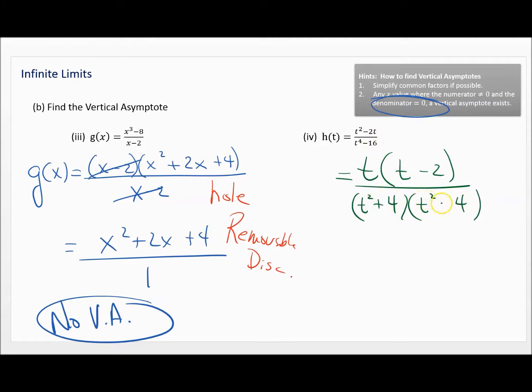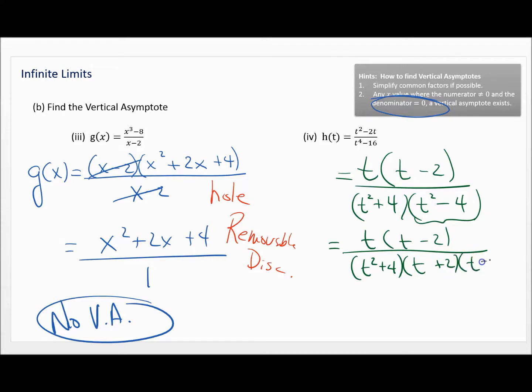Remember, for a difference of squares, one factor is adding, one factor is subtracting. I still don't see anything that factors, but I'm also not finished simplifying. That will factor again. This one won't. A sum of squares does not factor, but a difference of squares does. So the t squared plus 4 is still a result, but t squared minus 4 is now t plus 2 times t minus 2, and now you see finally I've got common factors there.